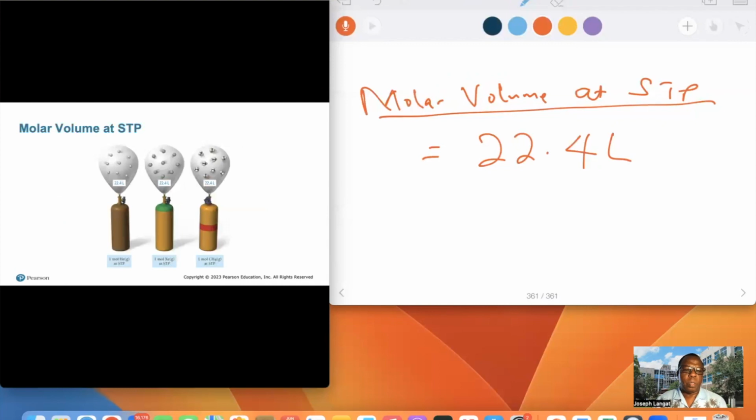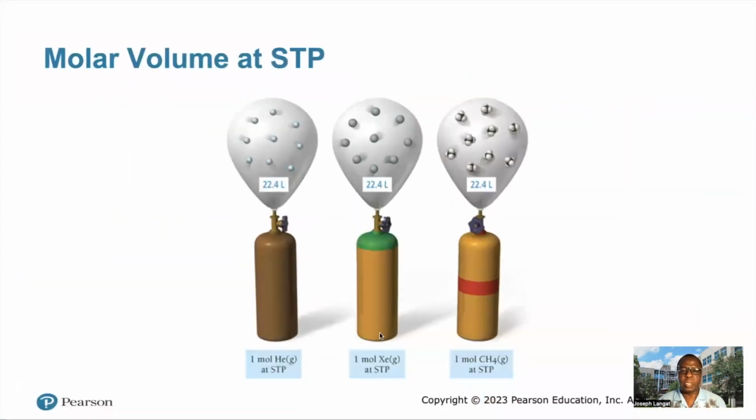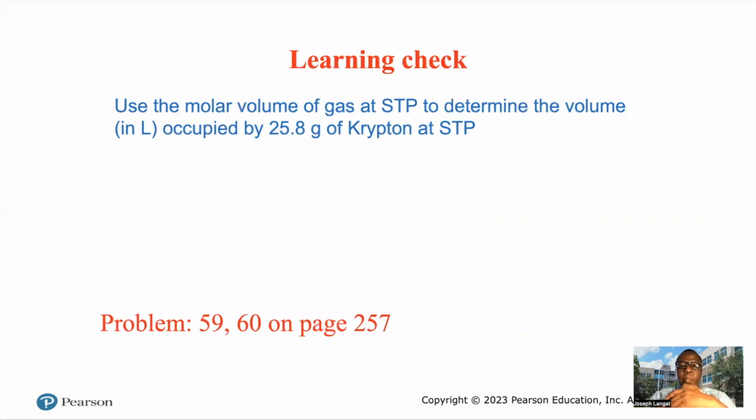This diagram just highlights the fact that all gases at STP occupy the same amount of space. We have 1 mole of helium at STP, 1 mole of xenon at STP, and 1 mole of methane gas at standard temperature and pressure. You notice that they all occupy the same amount of space at standard temperature and pressure. It is not confined to only the 3 gases you see here. All other gases also occupy the same amount of space at STP.